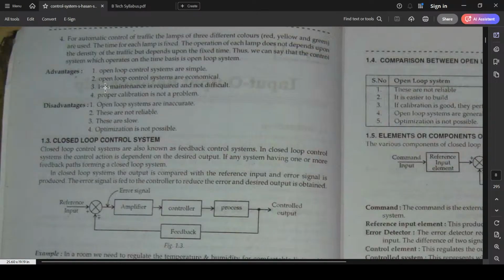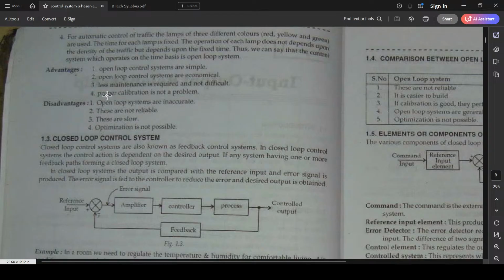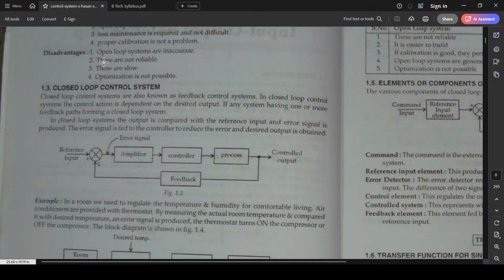Advantages of the open loop control system: they are economical, require less maintenance, and we do not need to calibrate them. It's not such a big problem. The disadvantage is that because we don't do the calibration, it may be inaccurate, not reliable, slow, and without optimization.